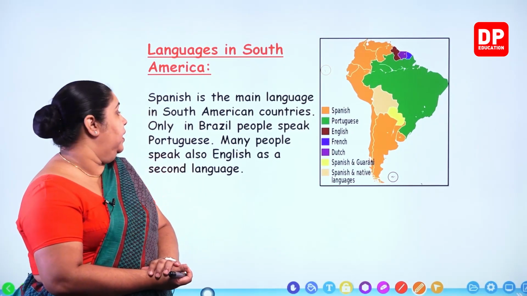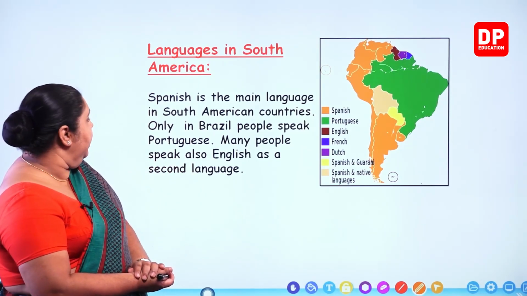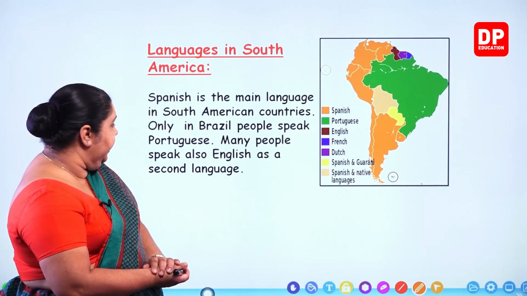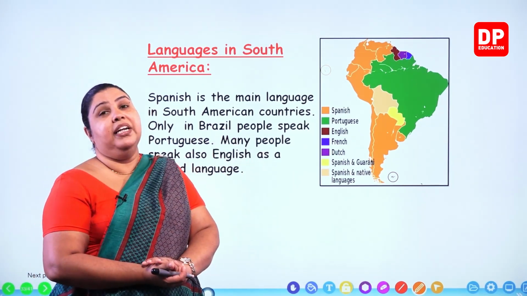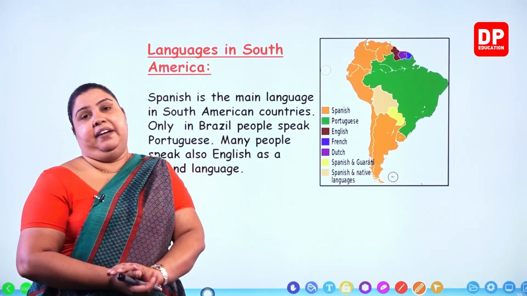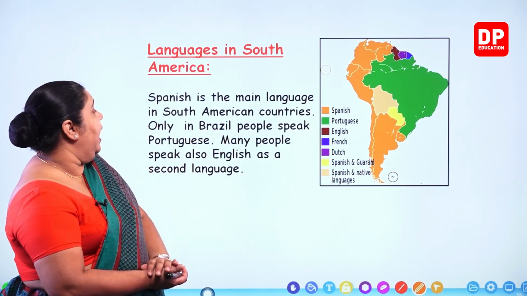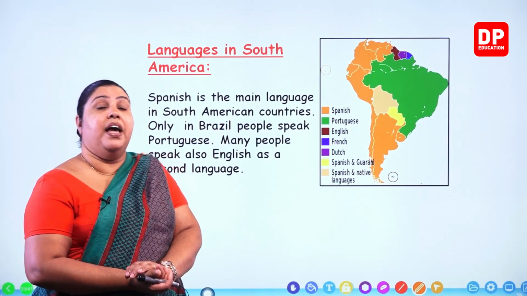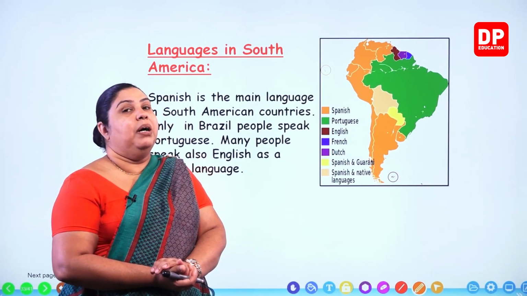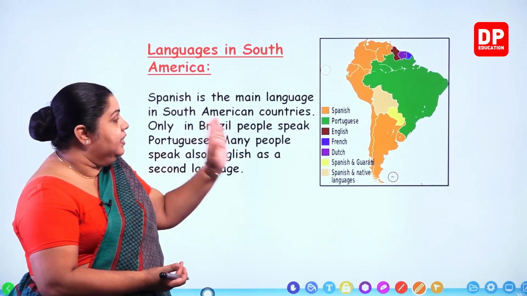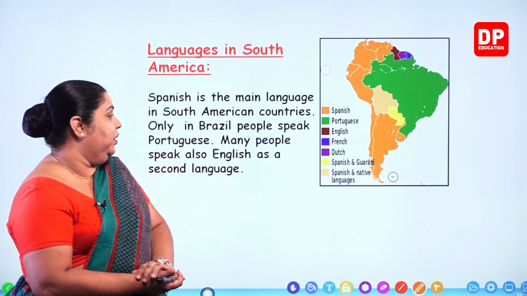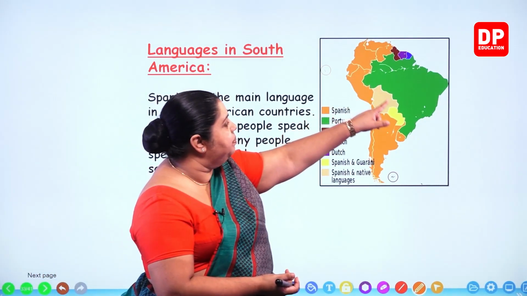Brazilian people speak Portuguese. Many people also speak English as a second language. Now in the South American continent, English is their second language. But Spanish and Portuguese are their main languages. But English is considered the second language in the South American continent. Now this is how it is spread.